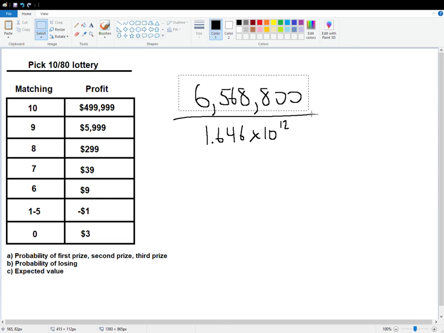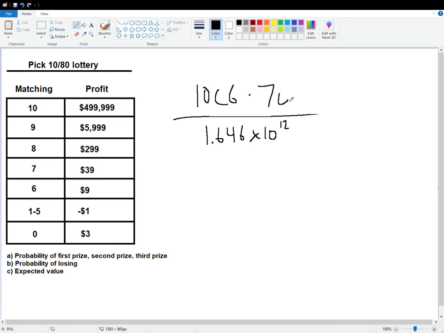Good. Now for 6 matching numbers, same procedure. 10 choose 6 times 70 choose 4. Multiply this out, put it into your calculator. You will get 192,547,950. And you can see that with less matching numbers, we're going to get larger and larger percentages, which makes sense because there's more and more ways to make those combinations because it's less restrictive.